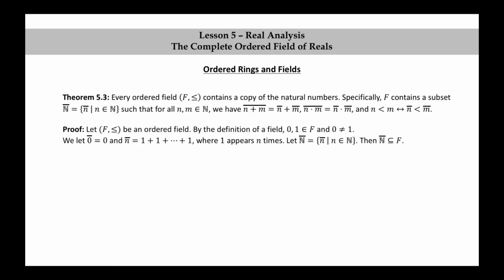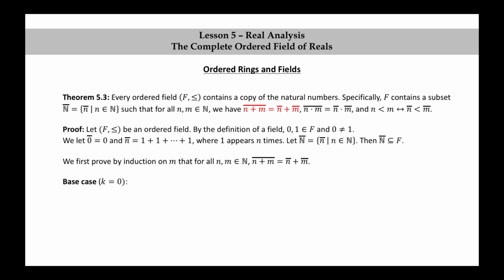Then we have that N bar is a subset of F because we know that 0 and 1 are in F, and F is closed under addition. So whenever we add up 1 a bunch of times, we know that we stay inside of the field F. Let's first prove the first part here by induction on m. So we first prove by induction on m that for all n and m in N, n plus m bar is equal to n bar plus m bar.